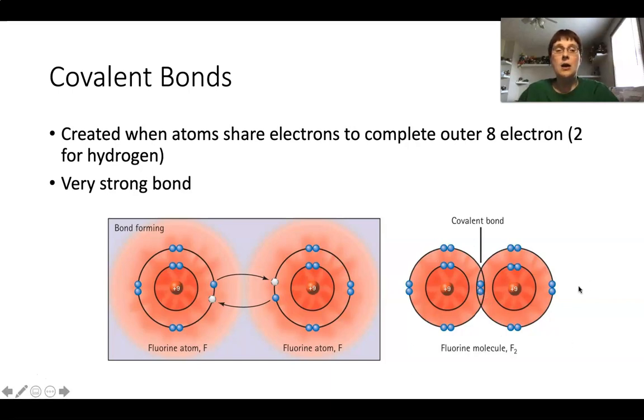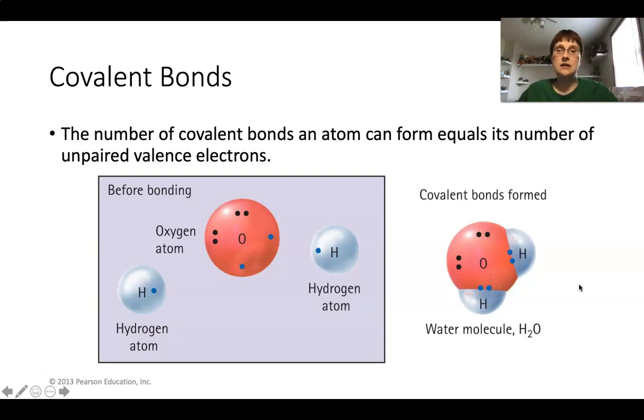So a little more on these covalent bonds. The number of covalent bonds that an atom can form is equal to its number of unpaired valence electrons. So fluorine can only make one covalent bond because it just has that one unpaired electron. Same with anybody else in its family. Oxygen, on the other hand, has 2 unpaired electrons, so it can make 2 covalent bonds. And that's actually what it does when it makes water.